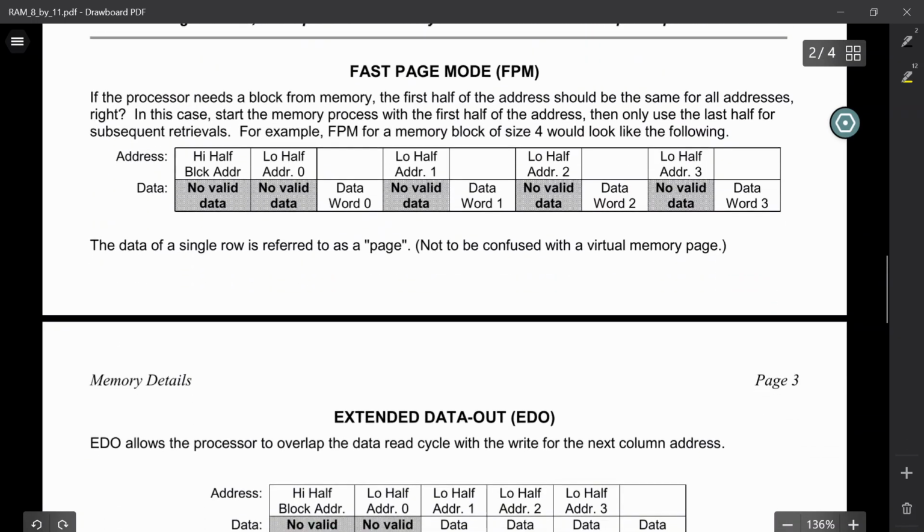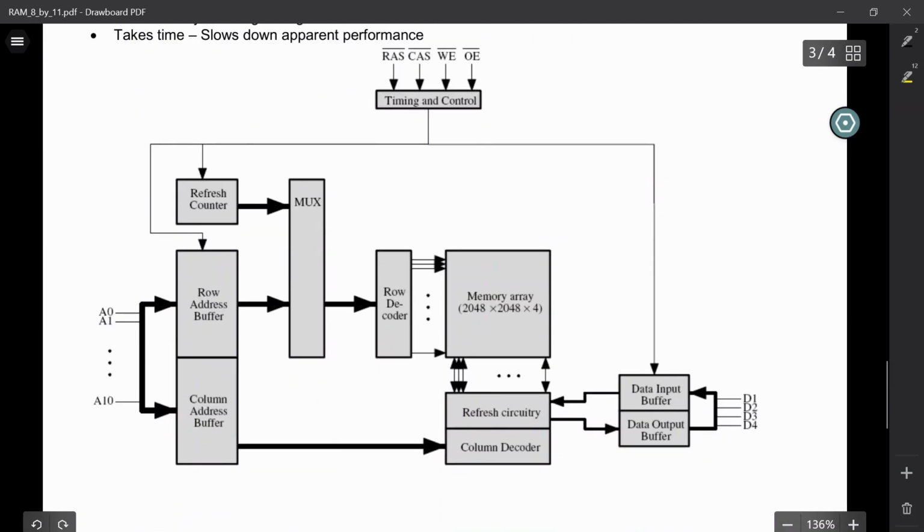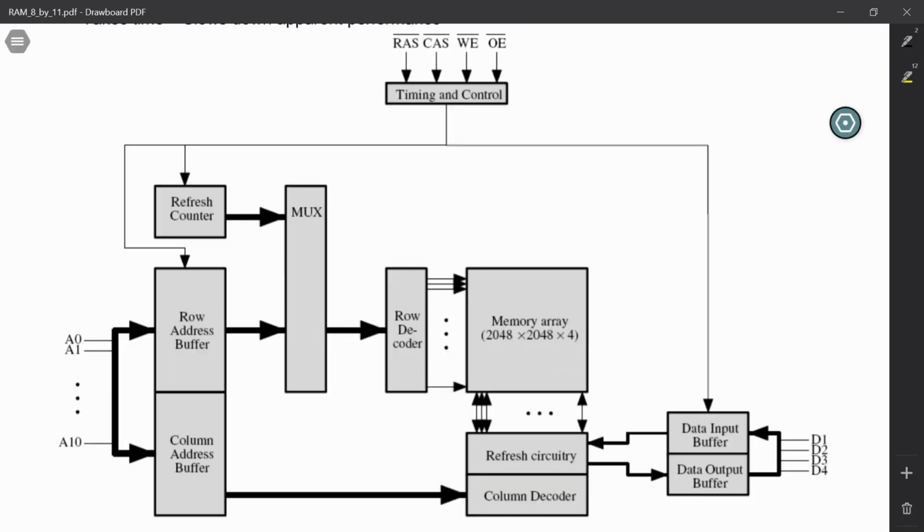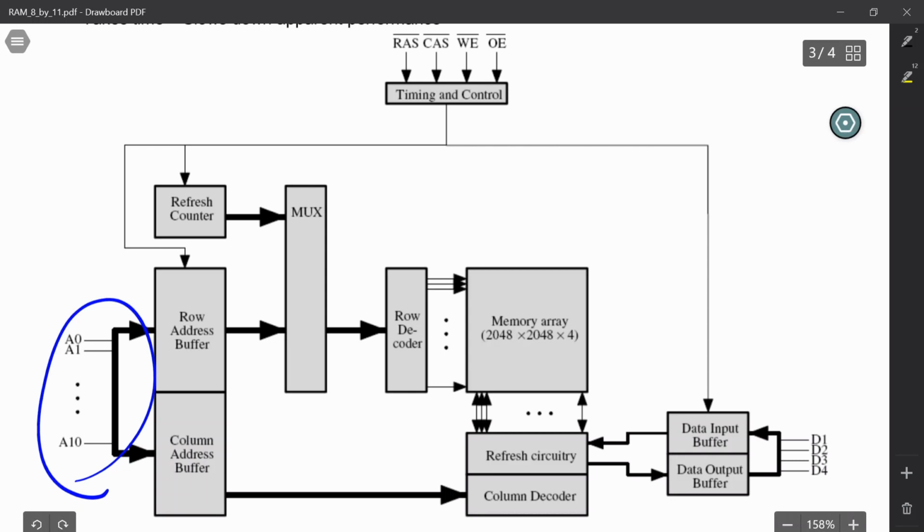Well, there's a little bit of a diagram down here in this worksheet, and there's a couple of things that I need to talk about first before we get to too much detail on this diagram. But notice that for this particular example, I have 10 address lines. Well, those address lines, for a period of time, contain a row address. And so notice these address lines go both to the row address buffer and the column address buffer.